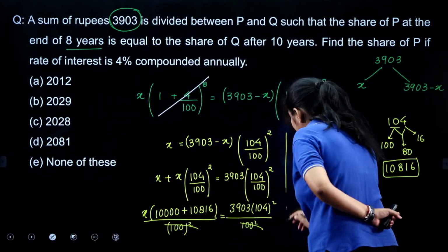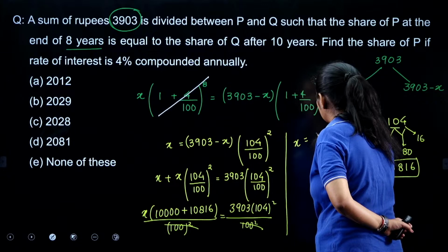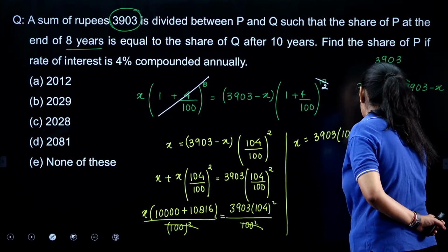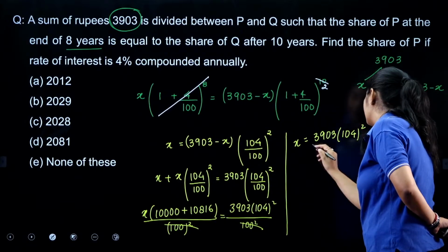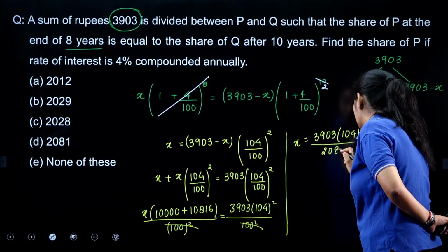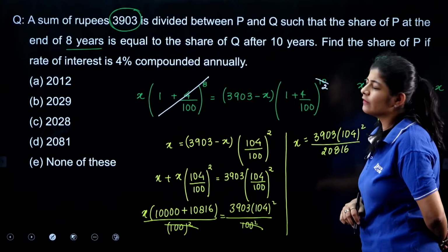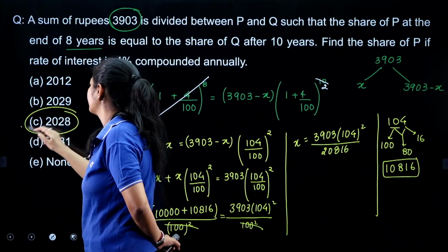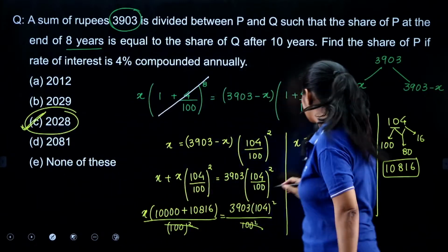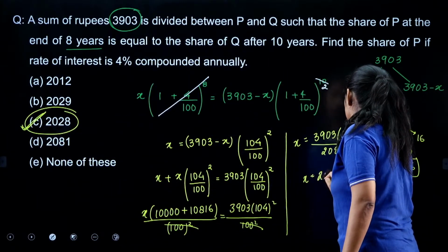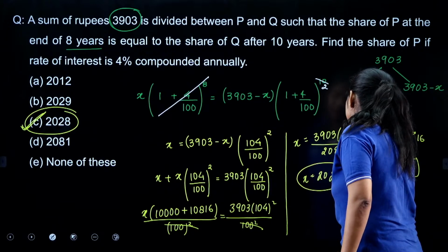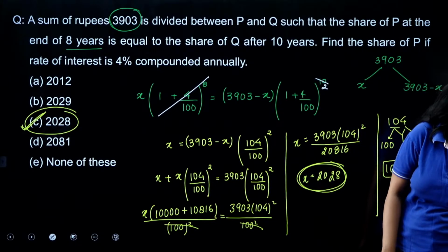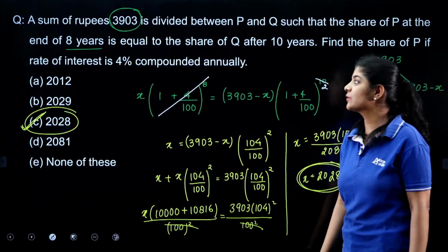So the value of x that we are getting over here is nothing but 3903 multiplied by 104 square divided by 20816. And when you solve this particular thing, I guess you will get answer option C as your correct one. You will get your value of x equal to 2028. The answer that you are getting over here is 2028. Is it clear? Right? The next one.